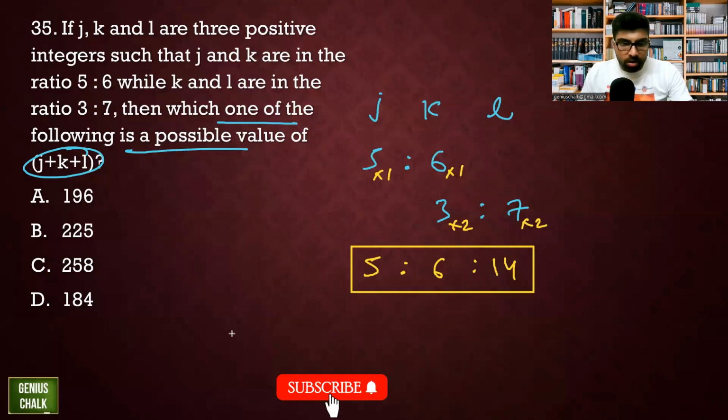Now what is the meaning of this? The meaning of this is the total value, the overall value could be maximum if I take the sum.